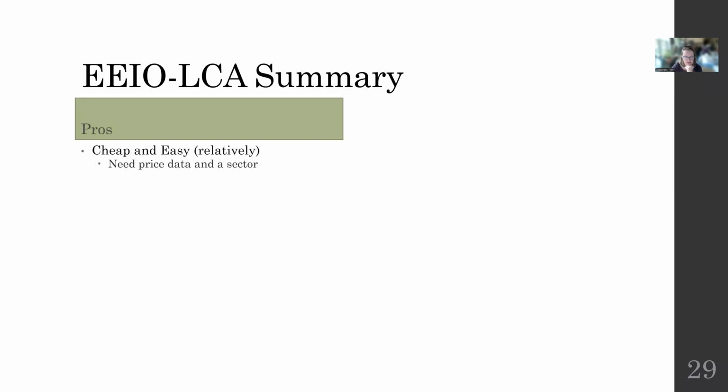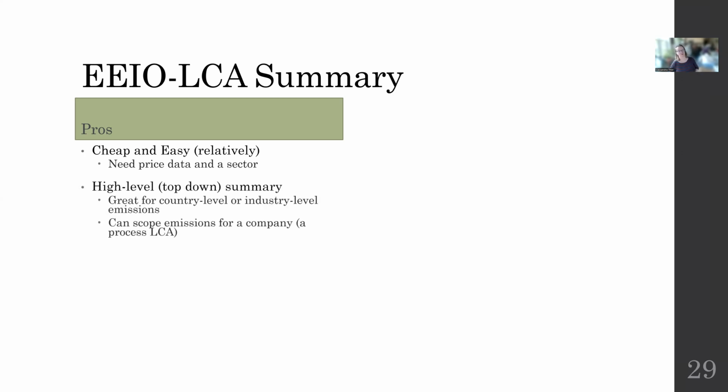The pros to EEIO LCA: it's relatively cheap and easy. You just need price data in a sector, which most companies would have data on how much they're spending. So it's pretty easy to get a hold of. It's great for high level or top down kind of summaries, so right, that country level or industry level emissions. And you can scope emissions for a company with relative ease compared to a process LCA.